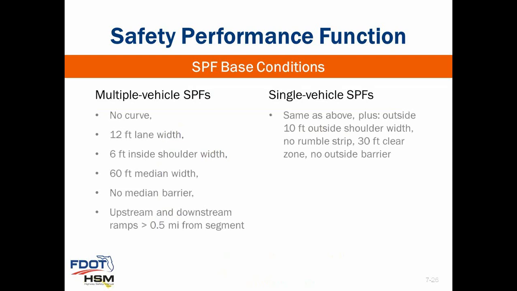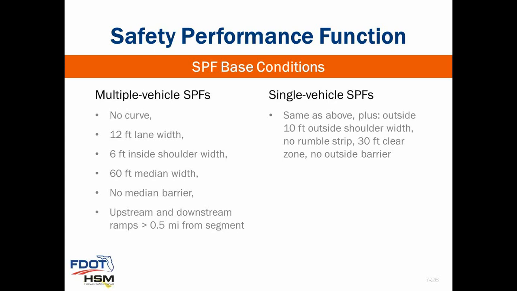This slide lists the base conditions associated with the freeway SPFs. For the SPFs that predict multiple vehicle crash frequency, the base conditions include no horizontal curvature, 12-foot lane width, 6-foot inside shoulder width, 60-foot median width, no median barrier, and no ramps within a half mile of the segment.